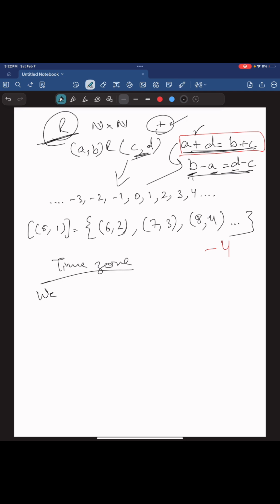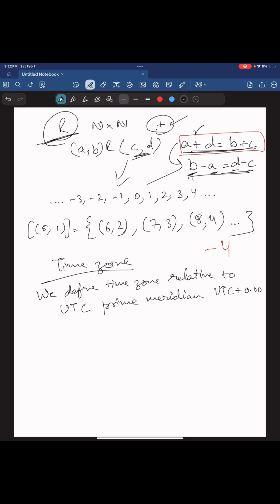Let's see. So we define time zone relative to the prime meridian, UTC, right? Prime meridian. Usually we write it as UTC plus 0.00. So that's the main reference of all the time zones.